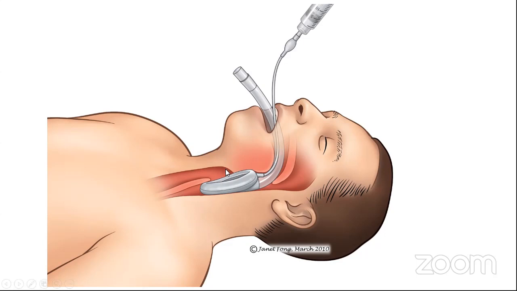And I want you to imagine, if air leaks, it will go only to one place, which is the esophagus. Once air goes to the esophagus, the stomach starts to inflate, and eventually there will be vomiting. And this is the absolute contraindication of the LMA. The LMA's absolute contraindication is full stomach.